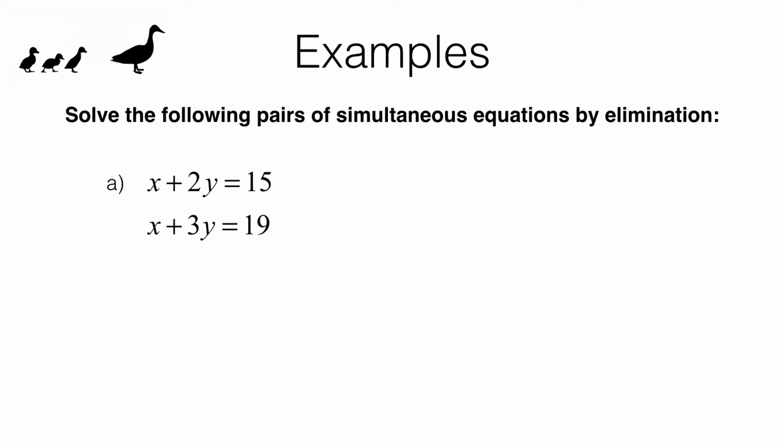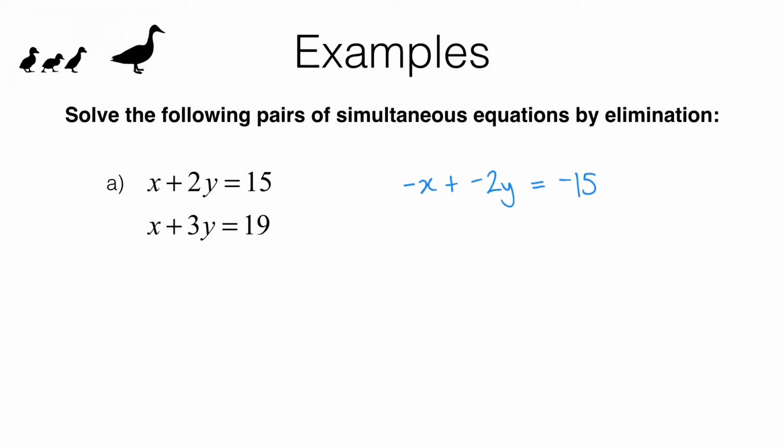What I'm going to do is take the first equation and multiply all of it through by -1. So I'll have -1 lot of x, which is -x, plus -1 lot of 2y, which is -2y. Now that's a bit complicated, so I can just change that into a -2y. And that's going to equal negative 1 lot of 15, which is just negative 15.